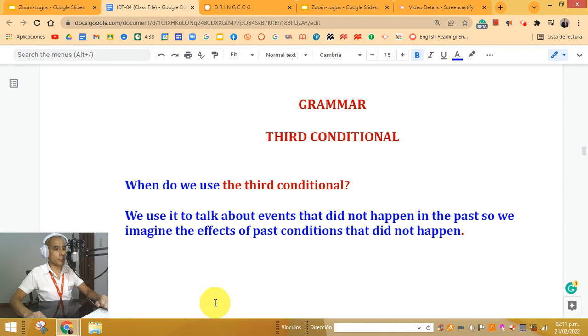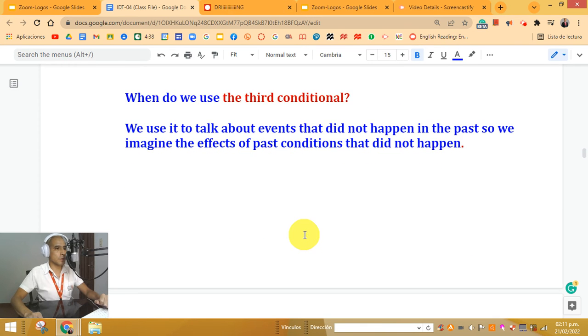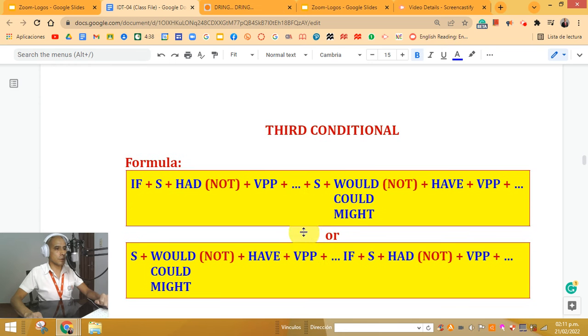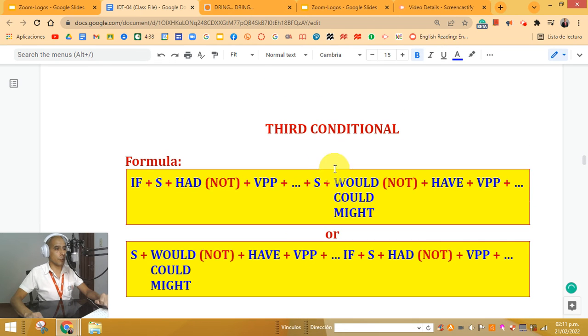First of all, we're going to review the definition of third conditional. When do we use the third conditional? Well, basically, we use it to talk about events that did not happen in the past, so we match in the effects of past conditions that did not happen. In other words, we are talking about hypothetical situations. So, in order to understand this much better, we're going to see here the formula.